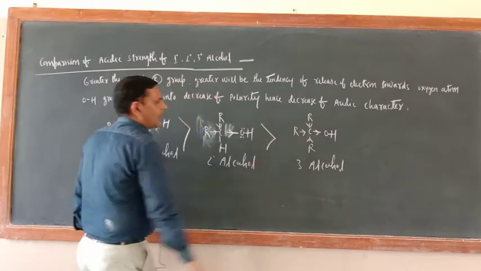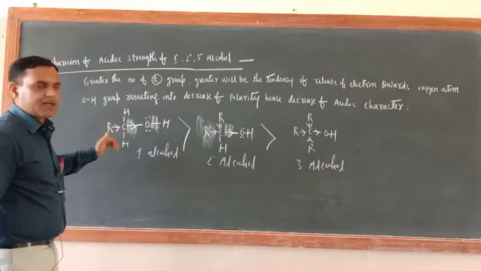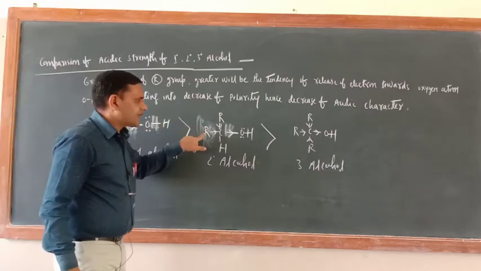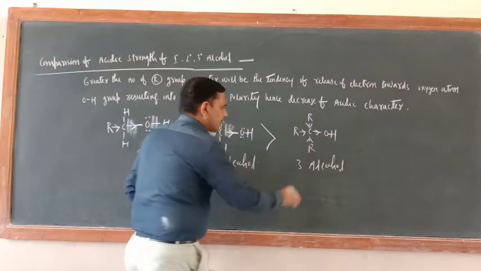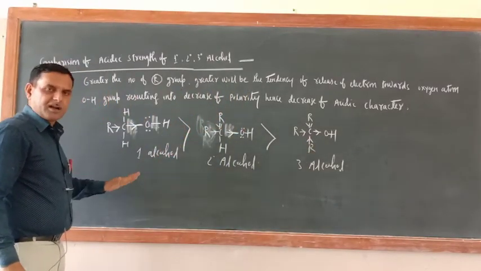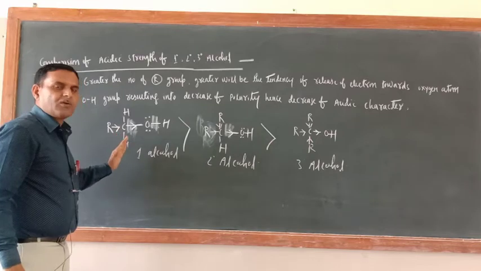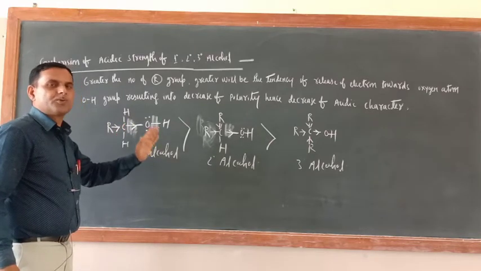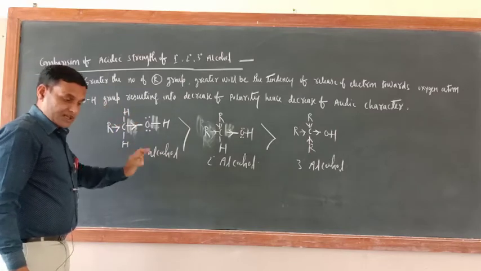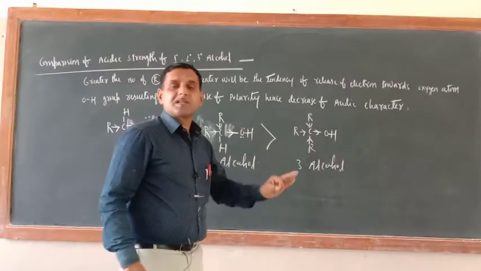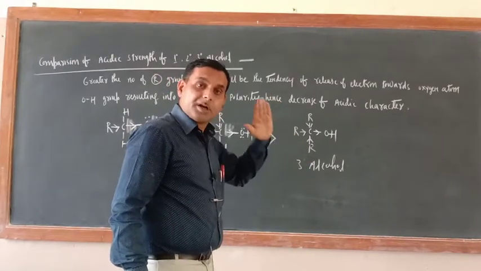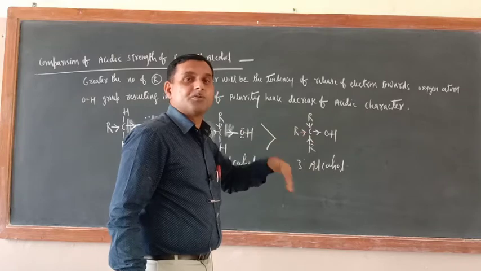Hence the removal of H positive becomes difficult. That is why, in 1 degree alcohol only 1 R is there, in 2 degree 2 R are there, in 3 degree 3 R are there. Then polarity will decrease subsequently, hence the acidic order. So 1 degree alcohol is more acidic than 2 degree, and 2 degree in turn is more acidic than 3 degree. Because of the presence of R group, the polarity of the OH bond decreases, hence removal of H positive becomes difficult.